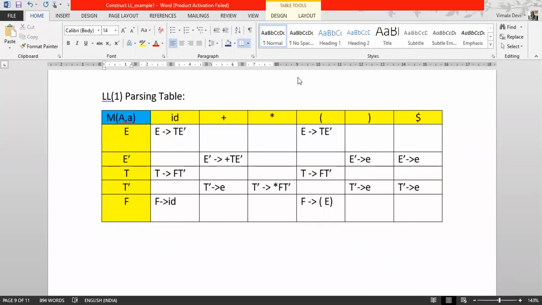Okay, now everyone must have this parsing table in your notebook. Looking into the parsing table only, we are going to learn the parsing of the string. So take down the question: parse the string ID plus ID dollar. Parse the string ID plus ID dollar.